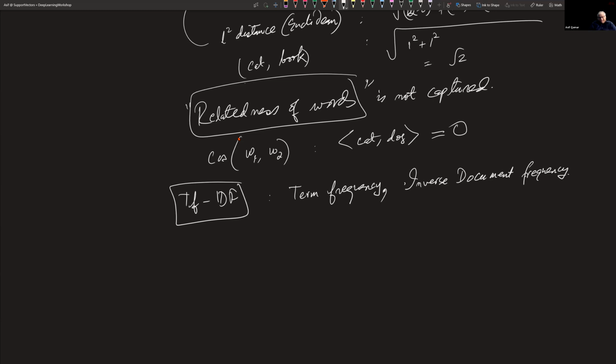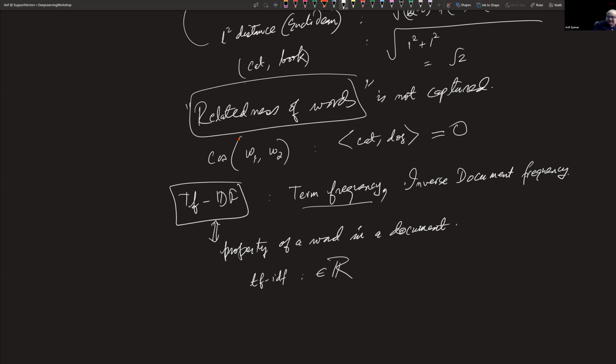It turns out that this term, this big word, Tf-Idf, there are many variations of this. There are subtle variations, and people have played with different variations to remove the deficiency in the very basic, the initial definition of Tf-Idf. But let's go into that. What is term frequency? This is a property of a word in a document. Right? So Tf-Idf is a number. Tf-Idf is something that belongs to the set of real numbers. So it could be 0.2 or something like that, some number.